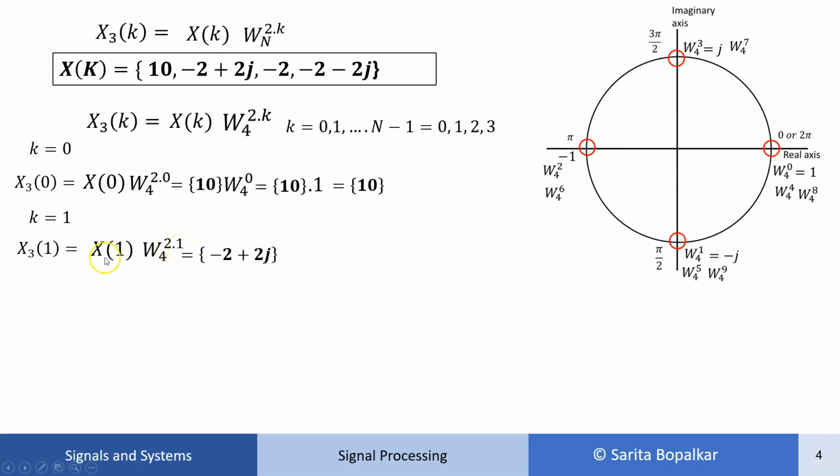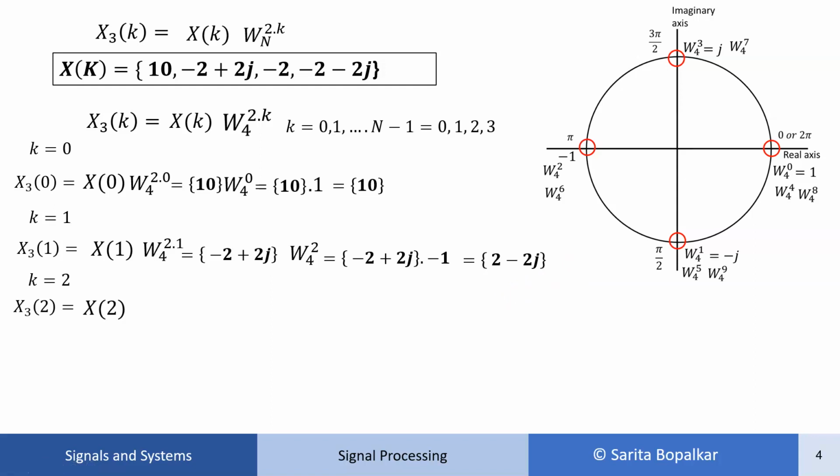So W4 of 1 is minus 2 plus 2j, and W4 of 2 is what? W4 of 2 is minus 1. Multiply this value with the minus 1. What will we get? Minus 2 times minus 1 is 2, then plus 2j times minus 1 is minus 2j. Then k is equal to 2.